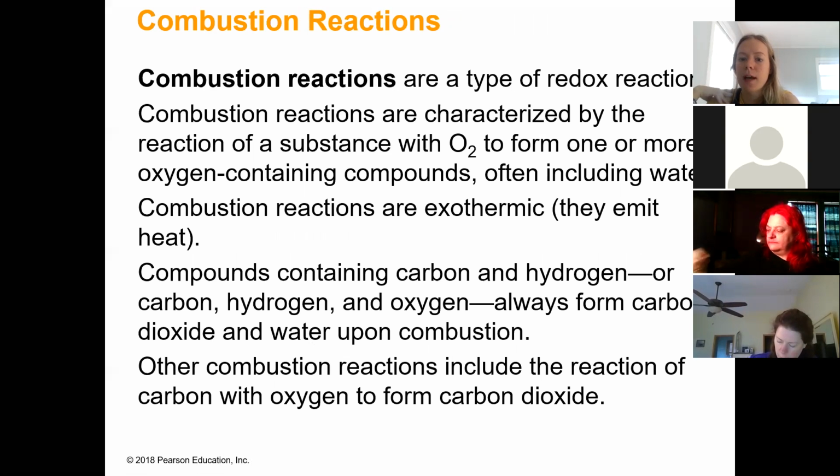This is where you have some sort of hydrocarbon. It combines with oxygen. It produces energy, CO2, and H2O. Those are always going to be your products. Just like an acid and a base will produce water and salt, a combustion reaction will produce CO2 and H2O.